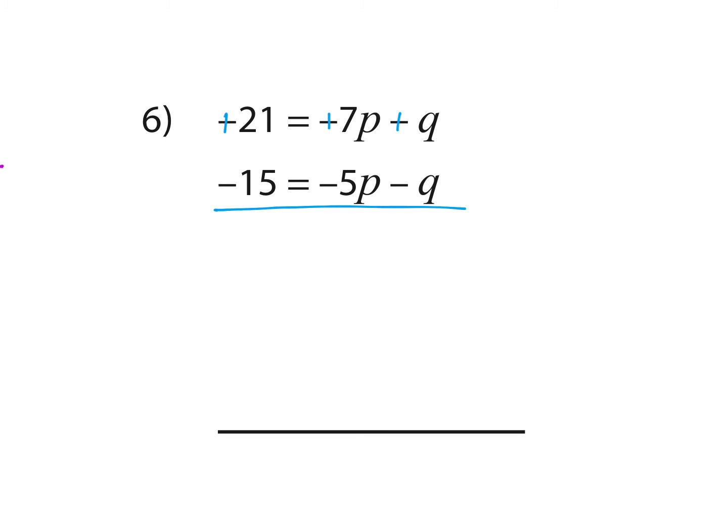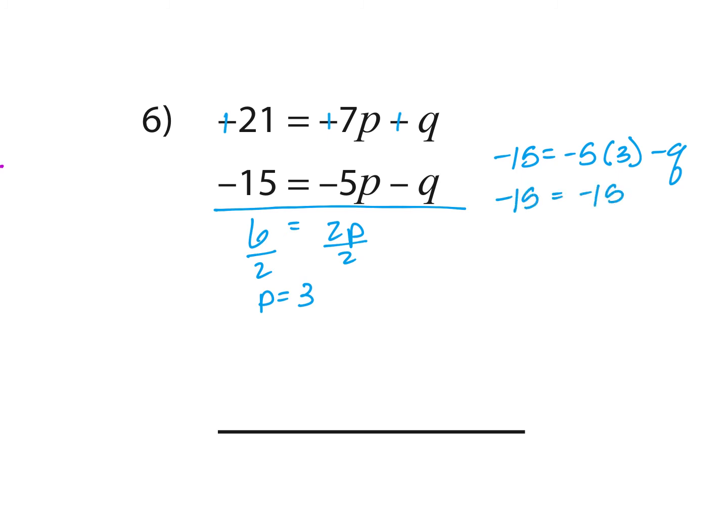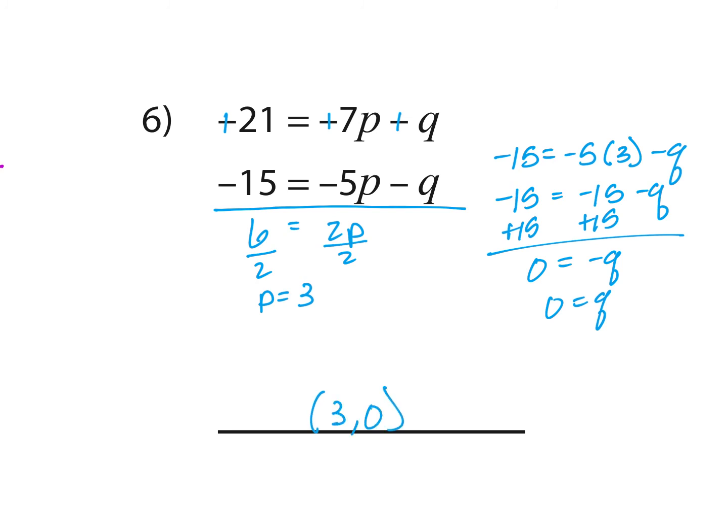And 21 minus 15, 6 equals 2p. Divide by 2, p equals 3. Pick one of those lovely equations to plug it back into. Let's do minus 15 equals minus 5 times 3 minus q. So minus 15 equals negative 15 minus q. Add 15. 0 equals negative q. So what does positive q equal? 0. PQ. So 3, 0.